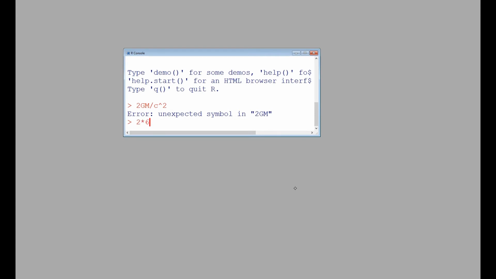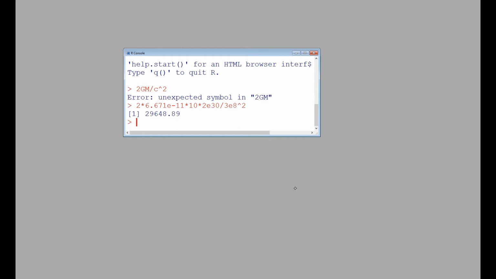2 times 6.671 times 10 to the minus 11 for the G, times the mass of the black hole, 10 stellar masses, and the mass of the sun is 2 times 10 to the 30 kilograms, divided by 3 times 10 to the 8 squared. And we have got a result of 29,000. We've got a result of about 30 kilometers.